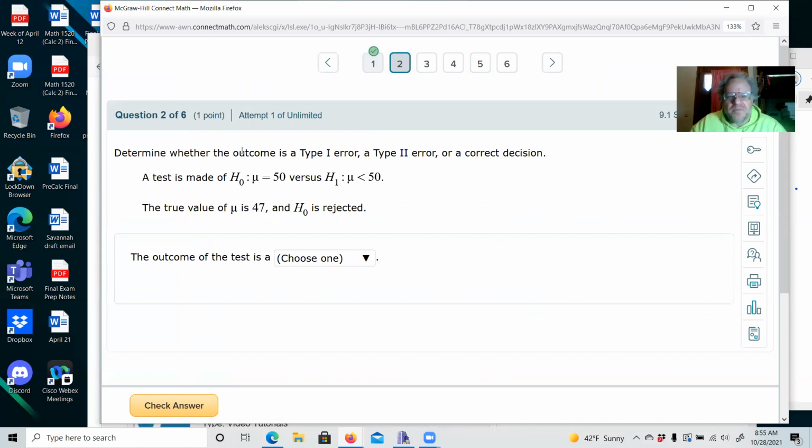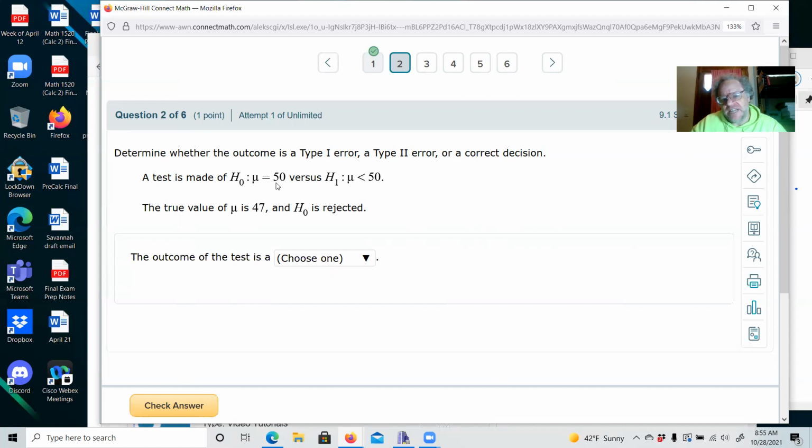Okay, determine the outcome is a type 1 error. By the way, I don't do a quiz on type 1 or type 2 error. There's a lot to memorize, I think, because it's hard to remember. We gave them such descriptive names, it's hard to keep them straight.